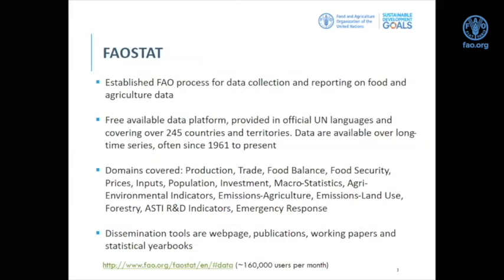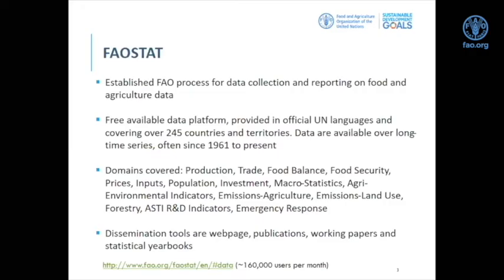Looking in detail at FAOSTAT, which is the responsibility, as I said, of the Statistics Division of FAO. FAOSTAT is a database disseminated on the web. It is based on an open source software platform called Phoenix, where data are free and available in all UN official languages for over 245 countries and territories, and covers all FAO regional groupings from 1961 to the most recent year available for the specific country. We have on FAOSTAT more than a million statistics.